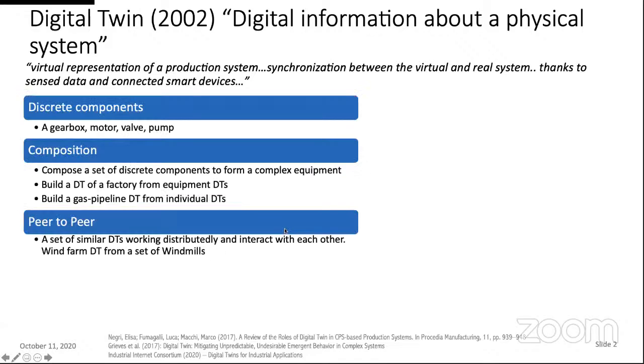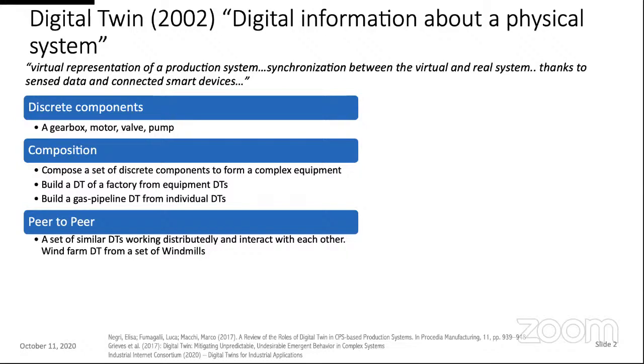So, various things can actually be modeled using digital twin. As I said earlier, it is basically a digital replica of a physical system. Therefore, any physical system can be modeled, or one can attempt to model any physical system at any level of granularity. For example, one can just have a discrete component like a gearbox or a motor or a valve or a pump. Or it could be a composition, where you have a set of discrete components and combine them together to form a more complex equipment.